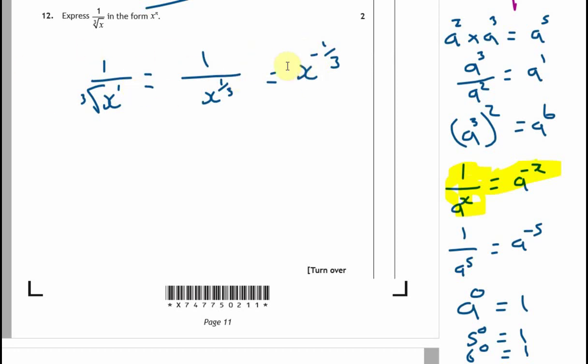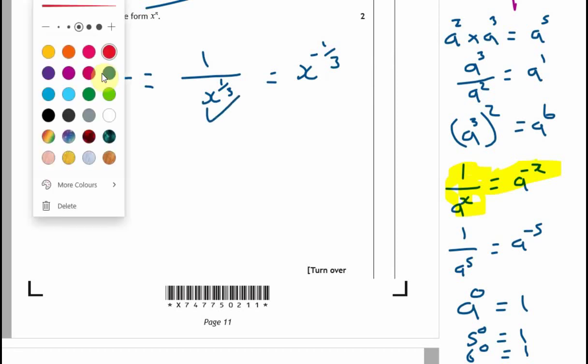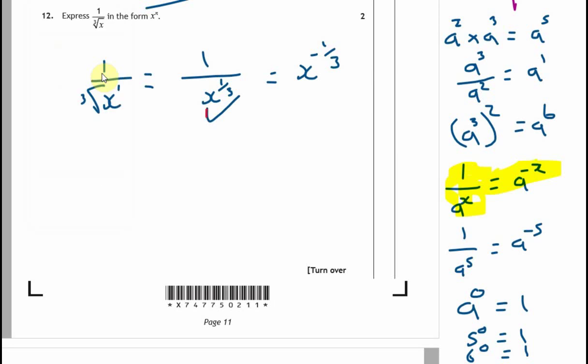I think that's everything on that section. So you get a mark for understanding the fraction, and then another mark for your negative. Good time.